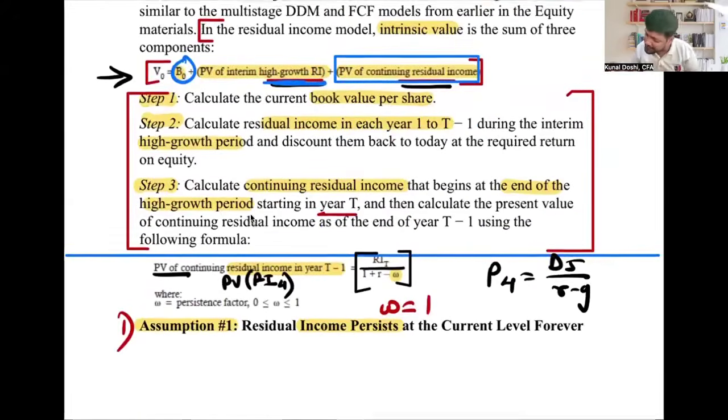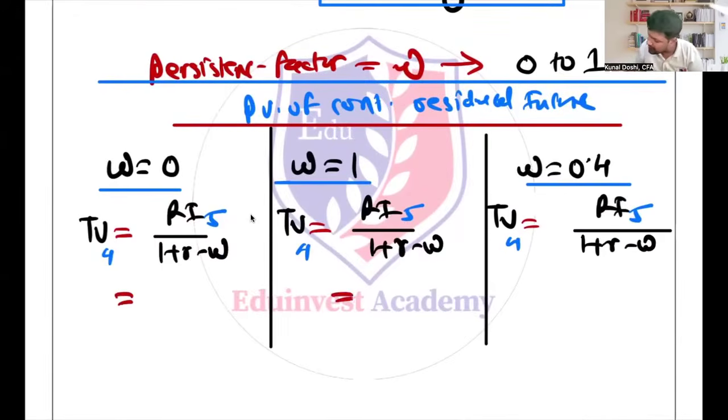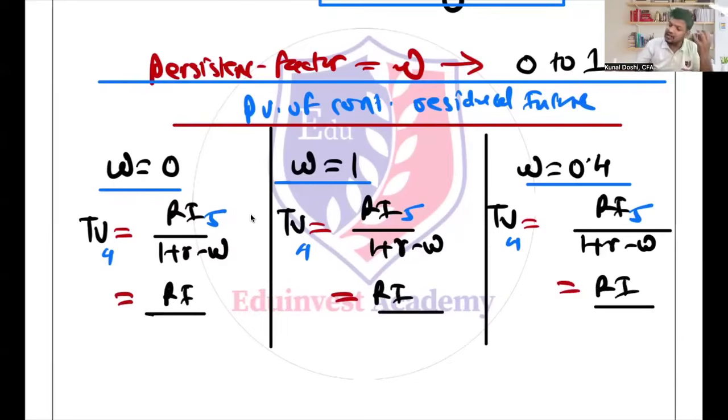In this case, the formula is residual income over 1 plus R minus the persistence factor W. So it is 1 plus R minus W. This is the formula. So eventually what will happen in this case? Here my residual income for the fifth year, we have already considered the fifth year because we are finding the terminal value for the fourth year. So this will be fifth year residual income, correct? Divide by 1 plus R minus W.